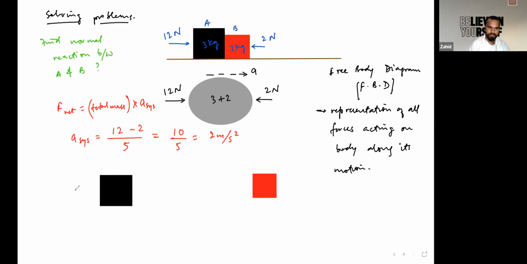On the 3 kg block, one force is acting from the left side, which is 12 Newton. If A applies a force on B, that is called action. In return, B will apply a reaction on A. We can call it the force on A due to B. Is it clear?